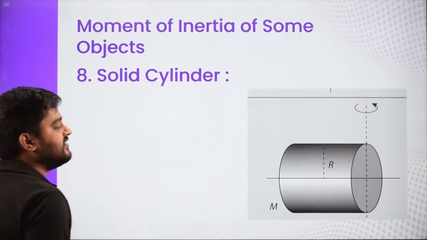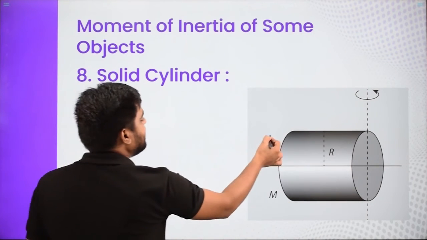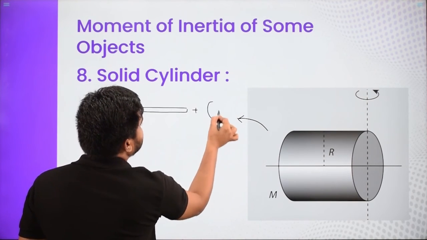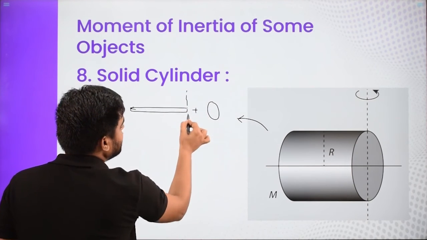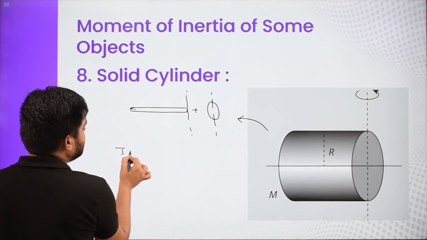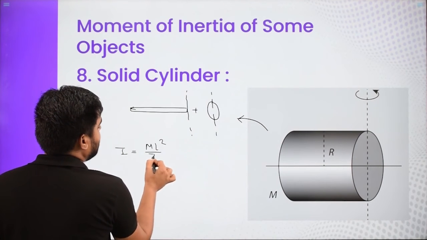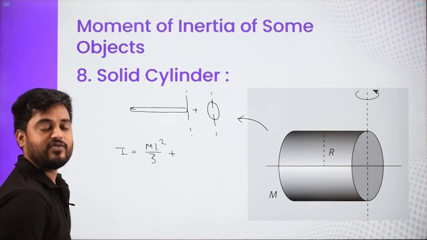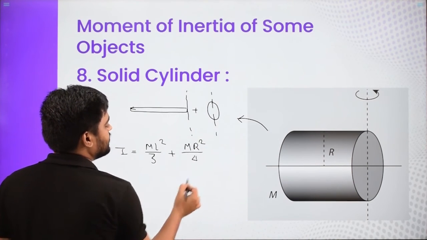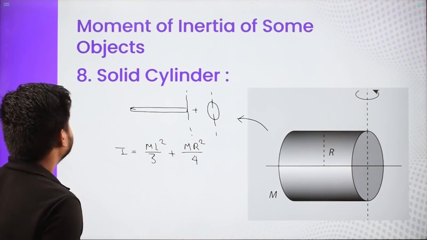Now one more case where this axis, rather than passing through the middle, is passing through the edge. For that, again I am treating it as a rod plus a disc. For the rod, the axis is passing through the edge, and for the disc it is the diametrical axis. Now the moment of inertia is nothing but the moment of inertia about this, which is ml square by 3, plus the moment of inertia about that, which is again mr square by 4. So this is going to be the moment of inertia about this axis.